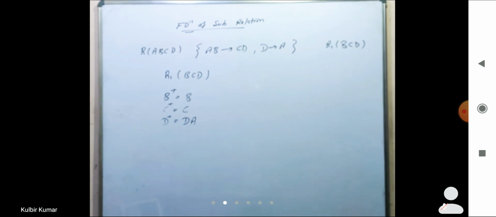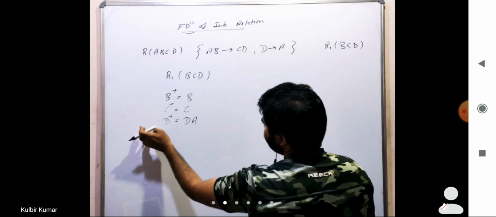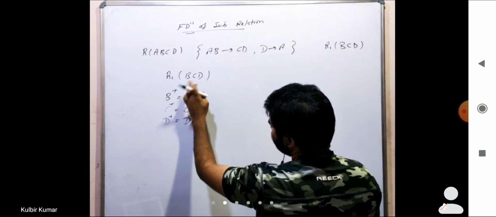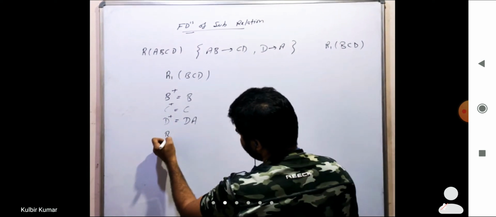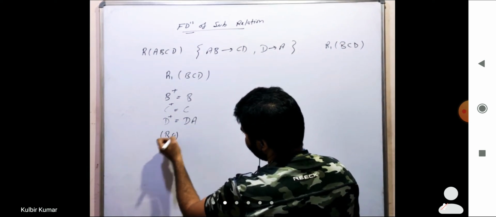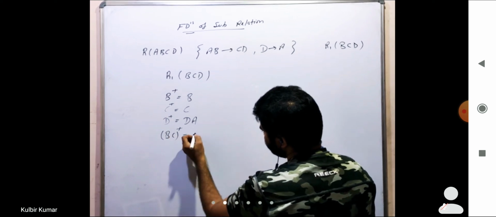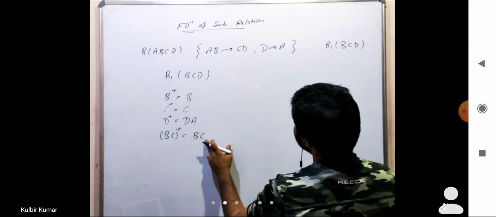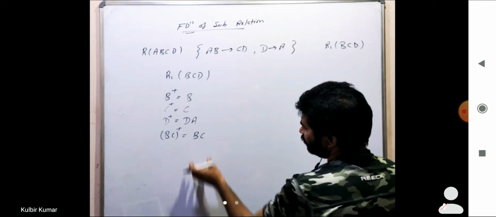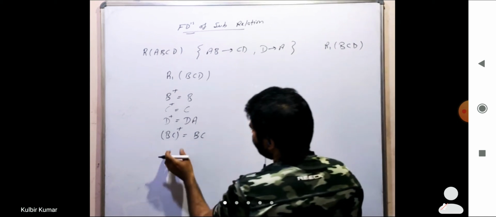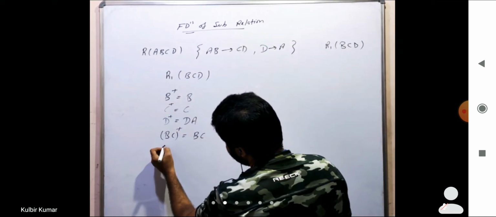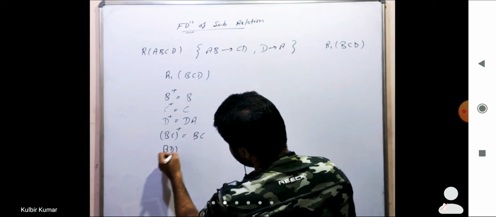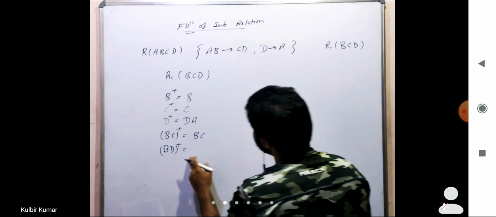Okay. Now we have seen the closure for B, C and D. Now I will take the combination BC and find out the closure. So BC closure is BC itself, and with the help of B can I derive anything? No. C, no. So finally this one. What is the closure of BD? So BD closure is what?